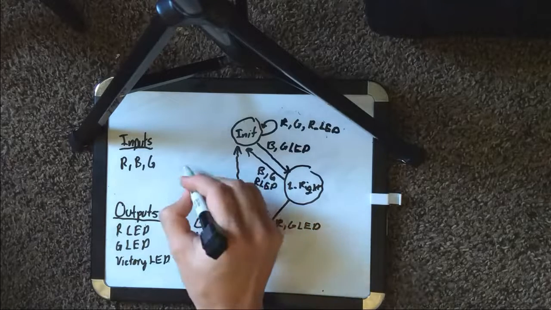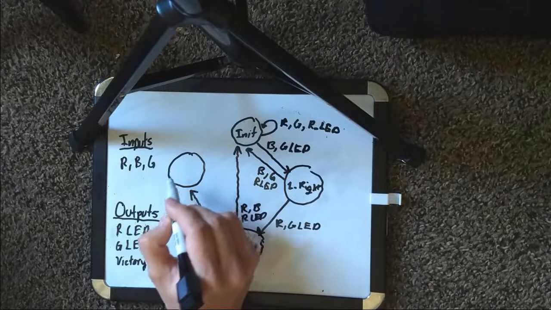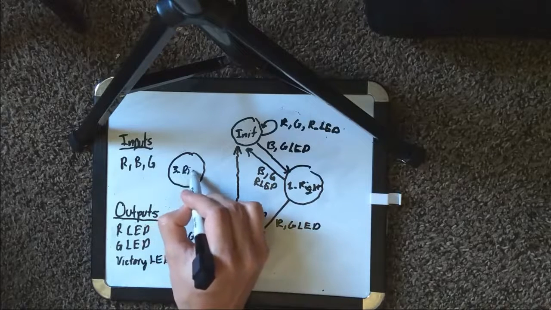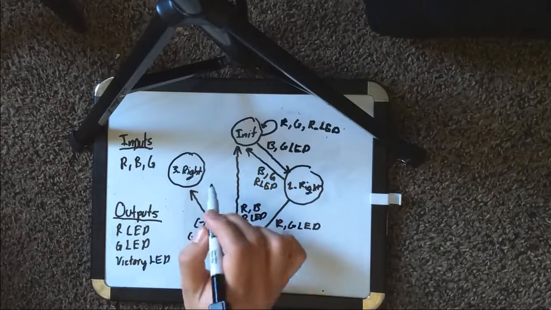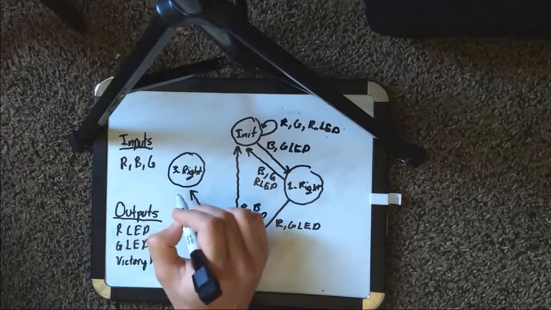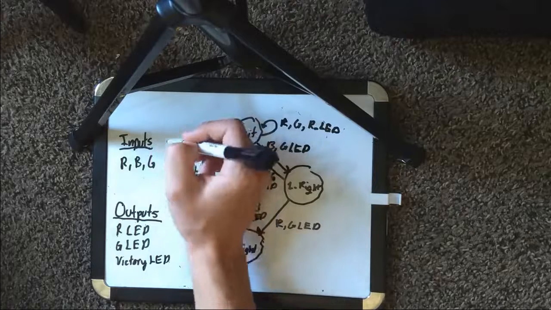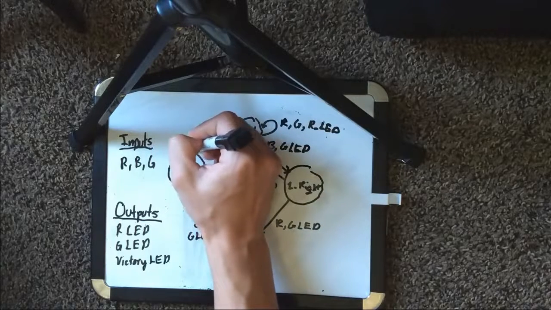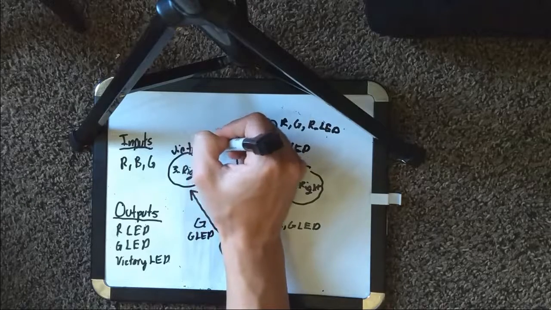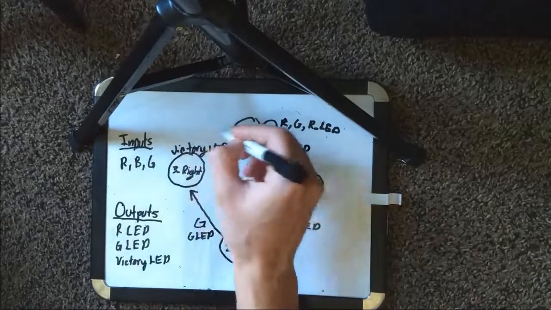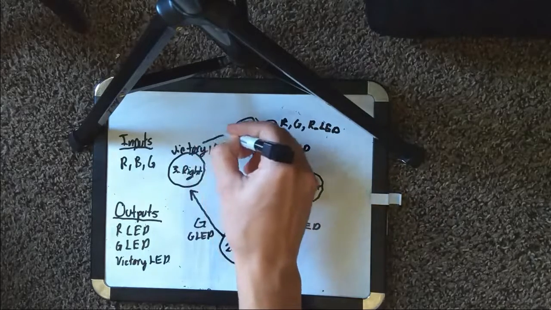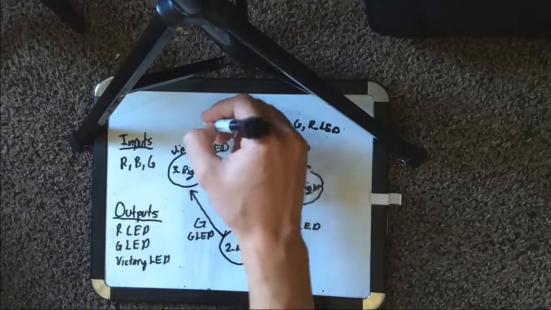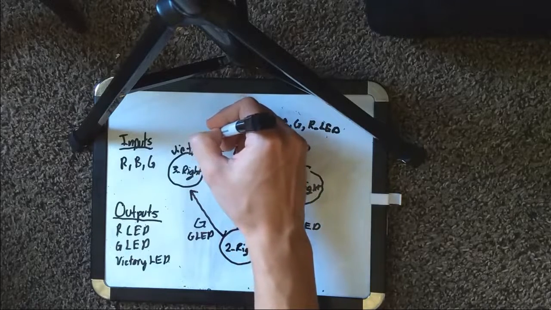Now for our final state. This one we'll call 3 right. And if we get 3 right, it doesn't matter what our inputs are, because we won. So all we need to define here is our outputs. So anytime we enter the 3 right state, we want a victory LED. And then any input, no matter what, or even without inputs, we go back to the init state. We'll just do all.